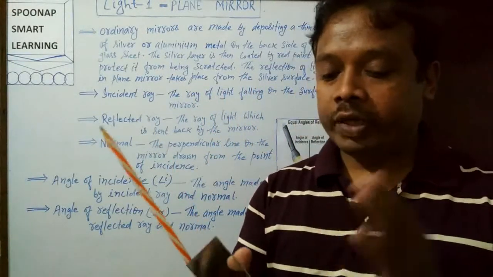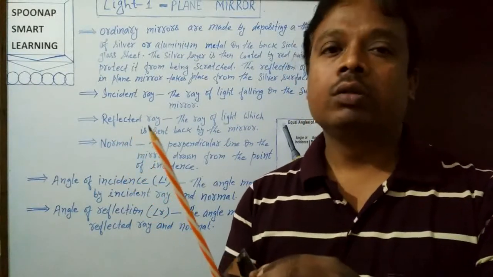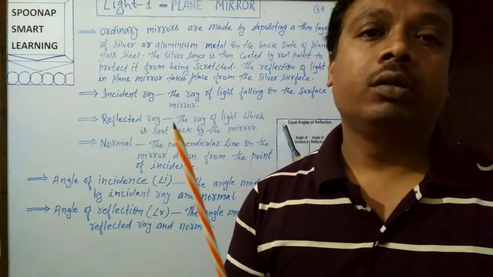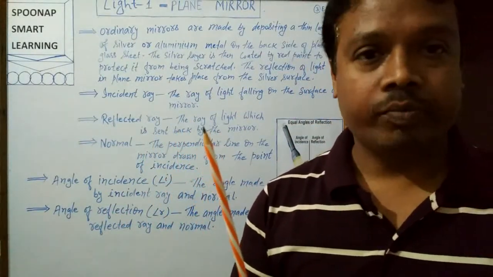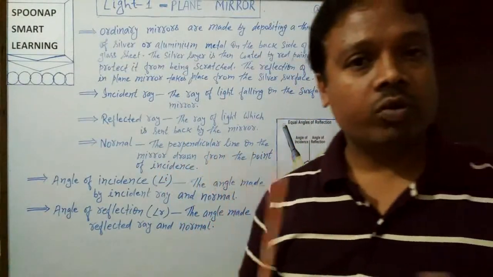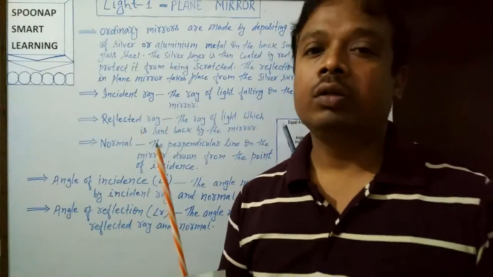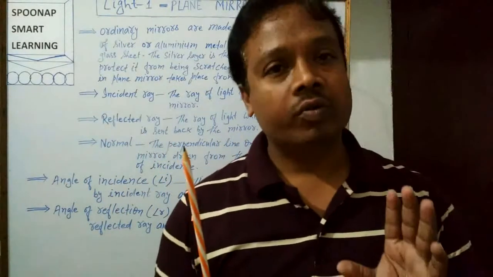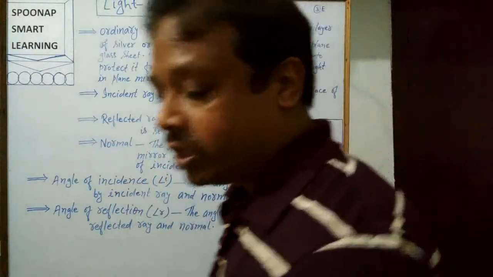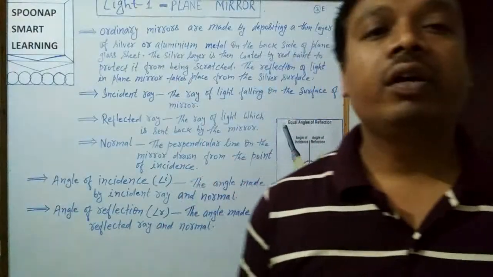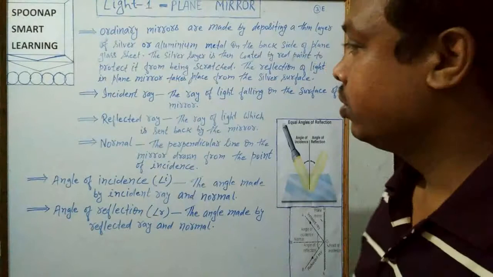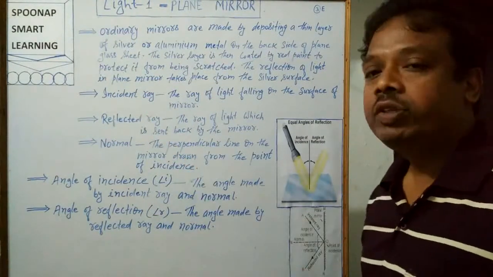When a ray falls on the mirror surface, the ray is completely reflected back. So a good image is formed. Clear? I think now all of you have understood how a plane mirror works. Now we will understand some of the technical terms related to light and plane mirror. Clear? The first term is incident ray.